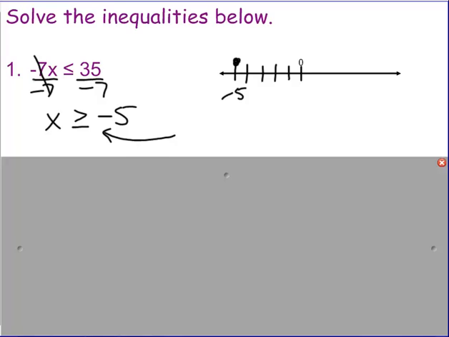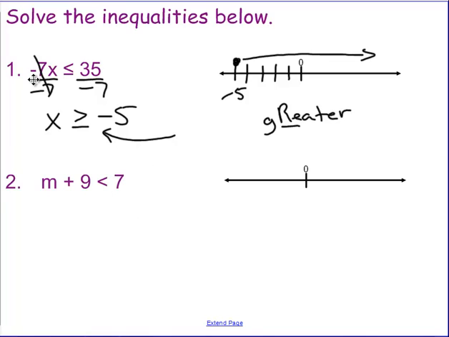Now I'm looking for the values where x is greater than or equal to negative 5. When we think greater than, we think the values on the number line that are greater than that are to the right. That would be your answer, and that would be the set of solutions that would work for that particular inequality. Another basic example would be m plus 9 is less than 7.